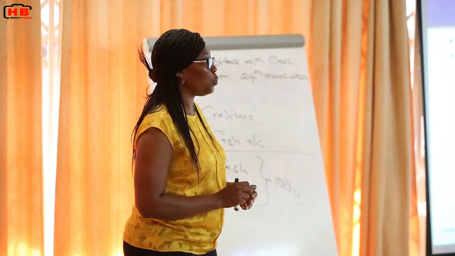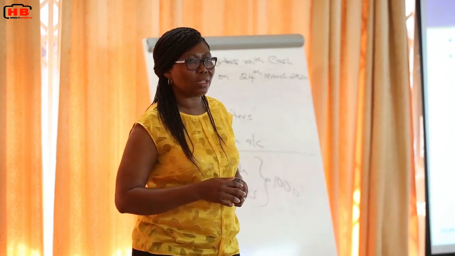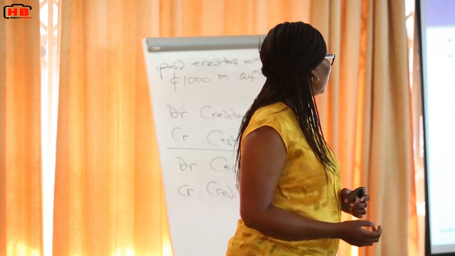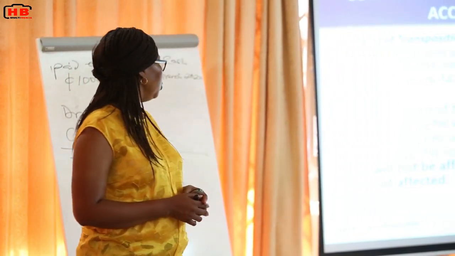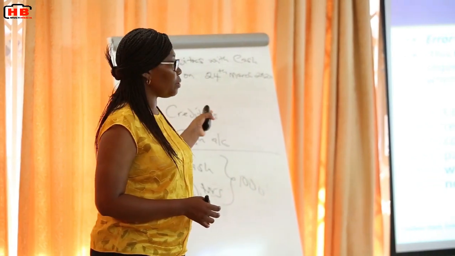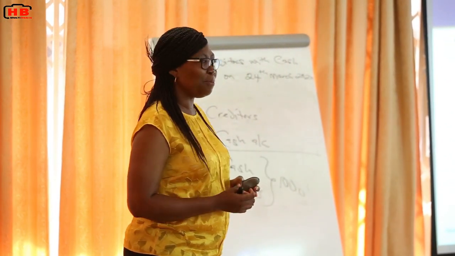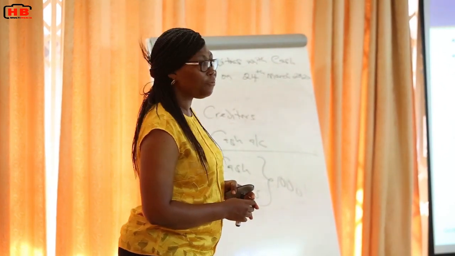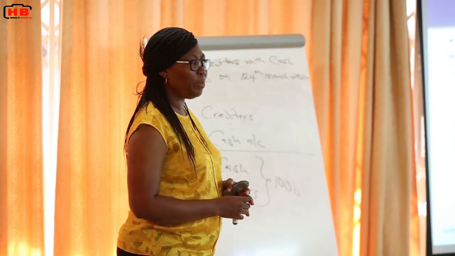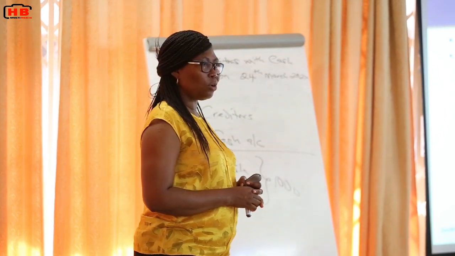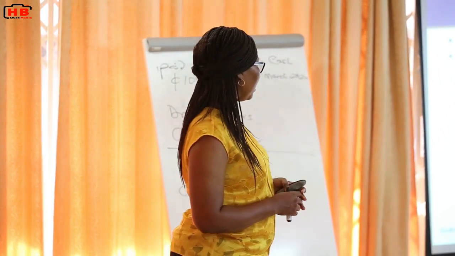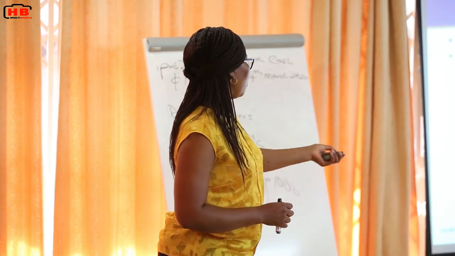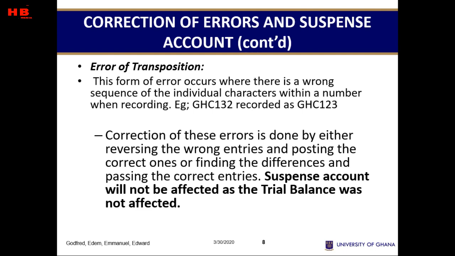And so in this case, we would not go back to the entries and the accounts. We will do it through the general journal. If at the end of the period we would have a classic example where we can all work through and have a feel of how to do it. But go back and revise your general journal, then we would apply that. Now, correction of these errors is done either by reversing the wrong entries and posting the correct ones, or finding the differences and passing the correct entries.